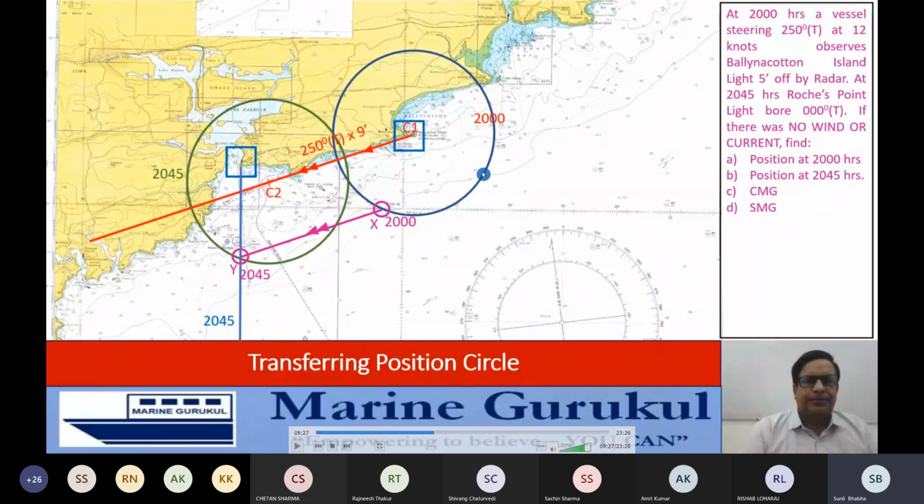Right. But that cannot be our position, beta, because in 45 minutes the vessel has moved only this much distance and the 2045 position is fixed. You cannot be at any other place at 2045. You cannot be here at 2045 because then the bearing of Roche's point will not be 000 then. Okay, sir. Okay, understood.